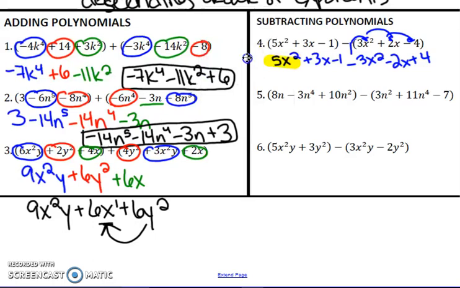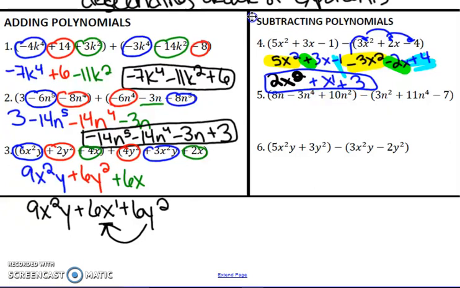I have 5x squared and negative 3x squared. I have 3x and negative 2x, and then I have a 1 and a 4. So if we combined our highlights, I end up with 2x squared plus x plus 3. Well, if I look, I am in alphabetical order because they're all x's, and my exponents decrease. I have a positive 2, a positive 1, and then no exponent. So that is your descending order. That is your final answer.